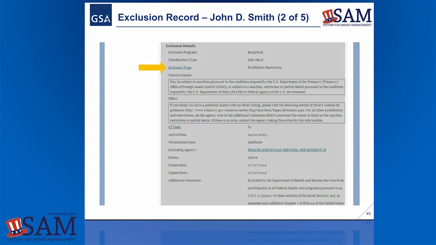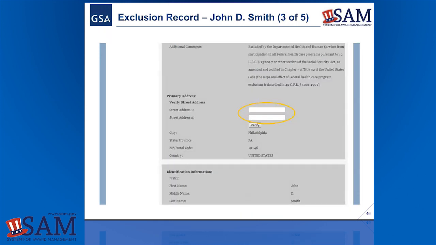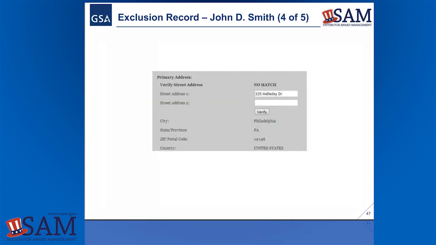So even though you're looking at this record, you want to make sure and you want to know, was this really the individual that I think it is? So taking the address from the entity registration record just to see, was this the same individual? Entered the address, it doesn't match. It's just one more thing that tells us that that exclusion record wasn't the one I was looking for. So good for John Smith.